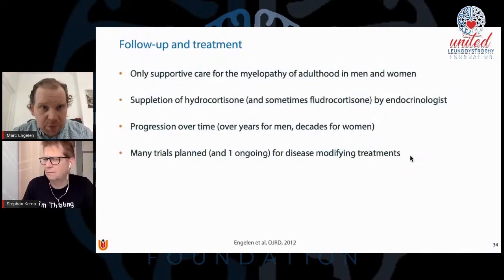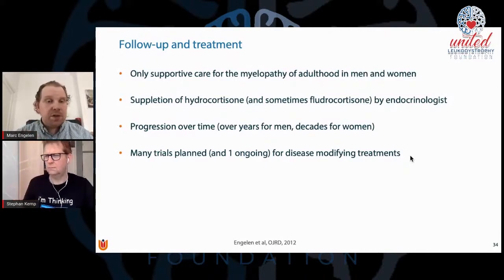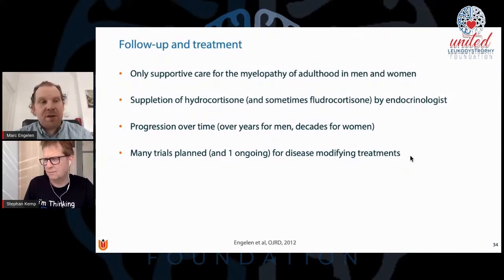Okay, so to summarize, the myelopathy of adulthood, unfortunately, there's no disease modifying or curative therapy at this time. There is supportive care only. The adrenal insufficiency is, of course, easily treated by medication. The disease is progressive, but it's a very slow disease, which is good if you're affected by it, but a challenge if you want to do a clinical trial. And the good news also is that there are many, many trials planned, and one actually ongoing for disease-modifying treatment. So there's a lot of interest in getting treatments for ALD patients available within the next few years.